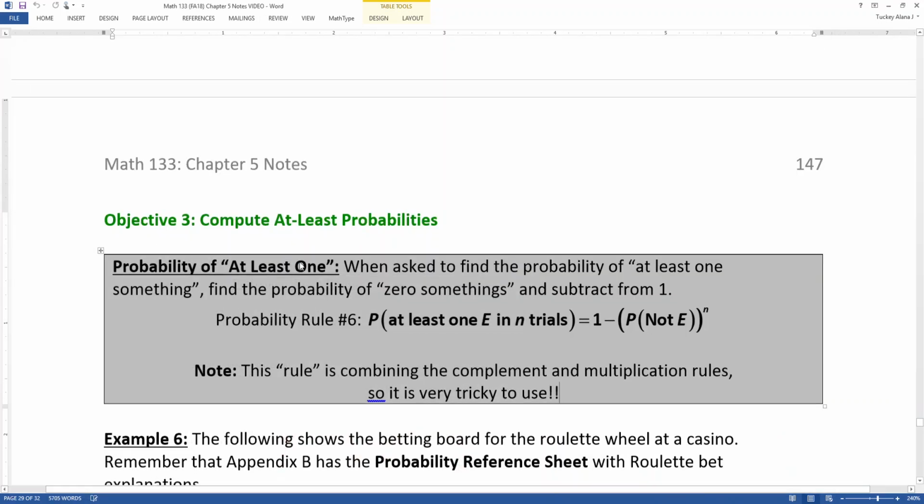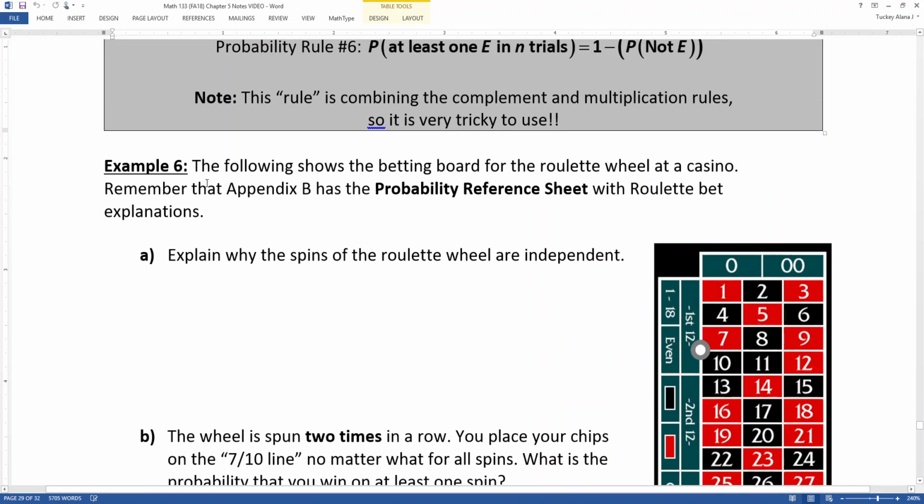All right, so let's read this. The following shows the betting board for the roulette wheel at a casino. So if you go up to the table, this is what you place your chips on. Remember, you don't have to memorize any of the roulette bets. They're all in that appendix that is given to you when you take an exam.